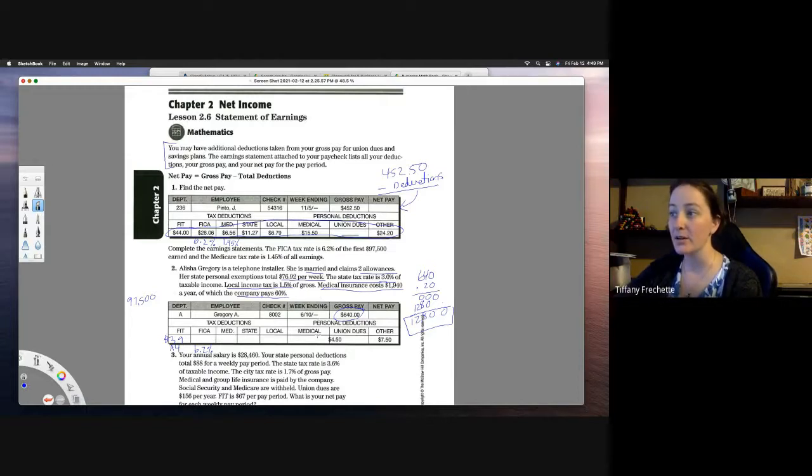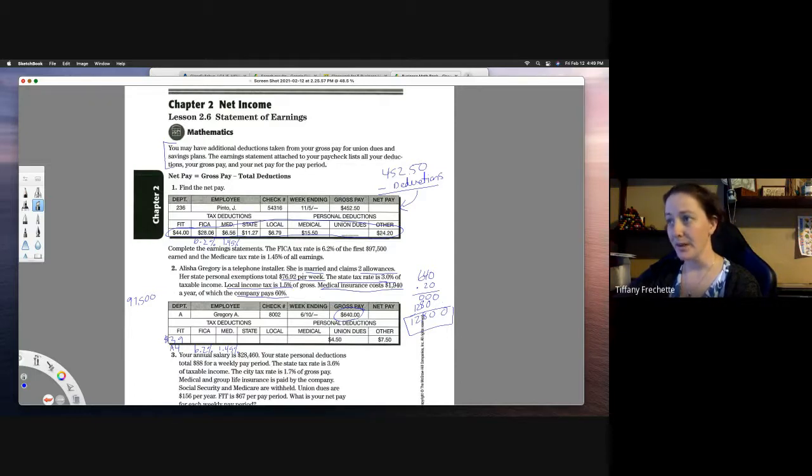It says medical over here. So med means Medicare. And so this one, we take our gross amount, we just multiply by 1.45%. Doesn't matter how much you've made, you still pay the 1.45%. All right, state. This is where we have to start paying attention to the problem again.